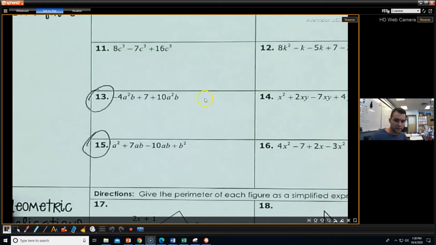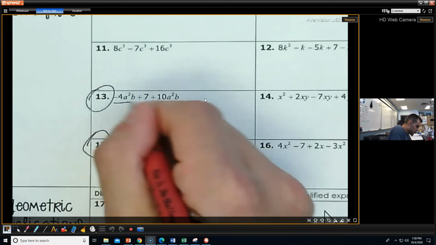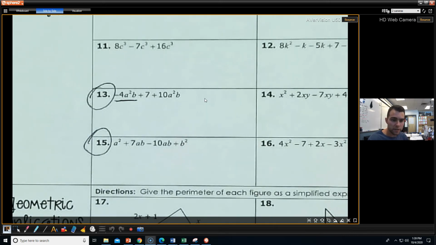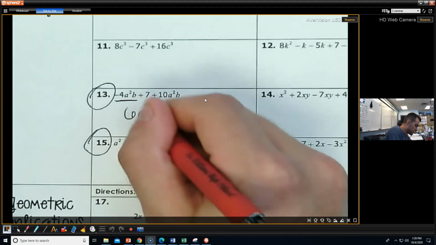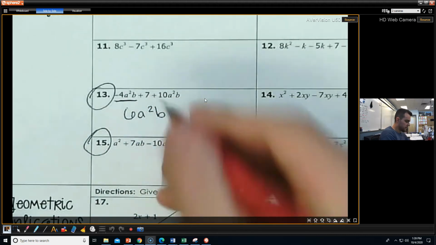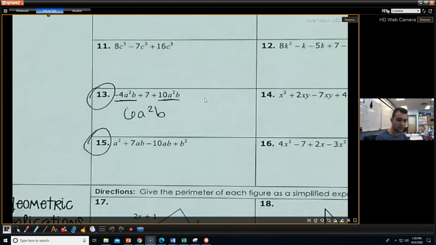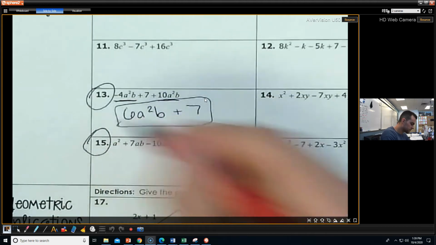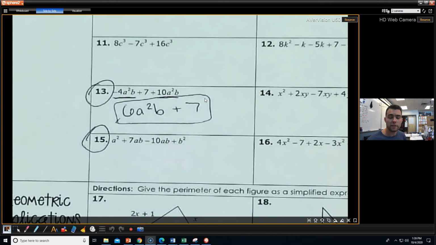Let's kind of zoom in on that. So number 13, we have negative 4a squared b plus 7 plus 10a squared b. So let's start with this first term right here. If I have negative 4a squared b and I add my 10a squared b, I'm going to end up getting 6a squared b, because those guys are like terms, and then I'm just left with plus 7.